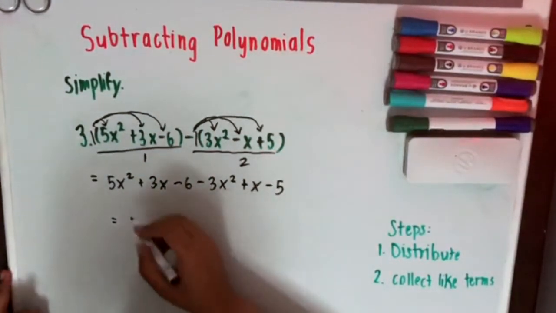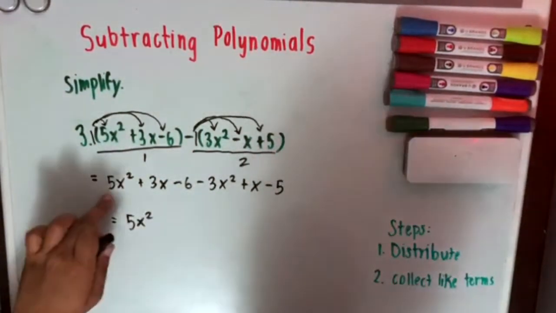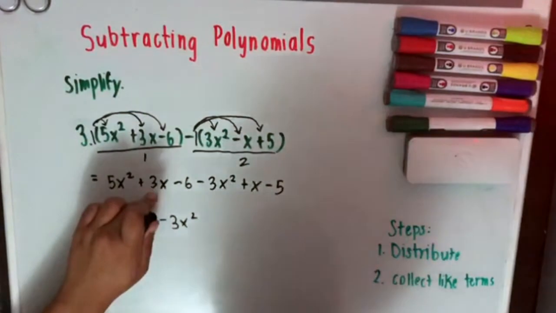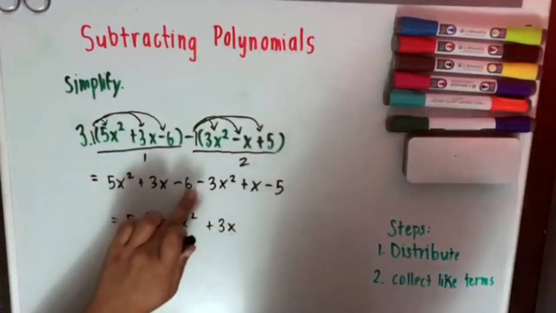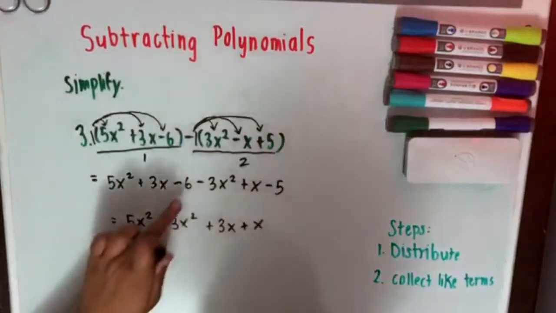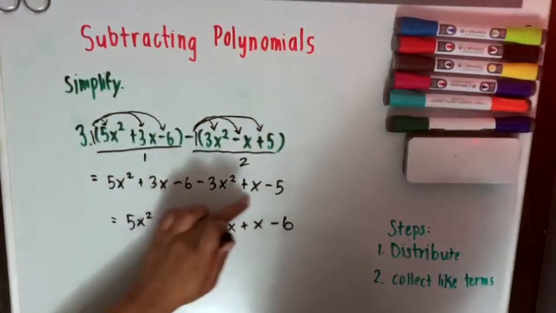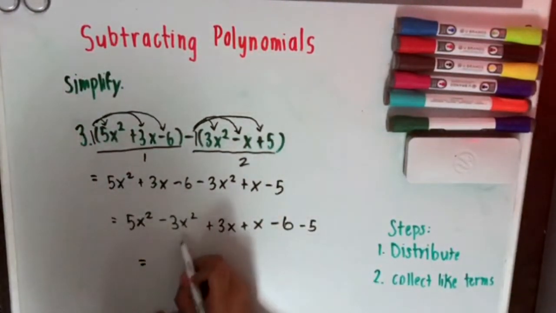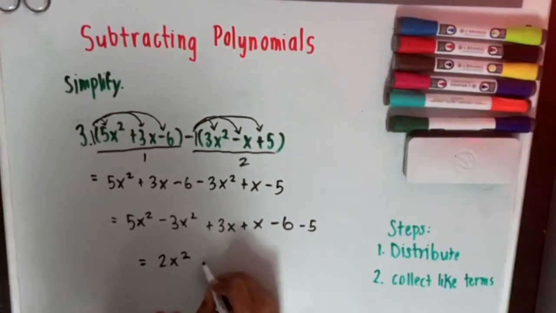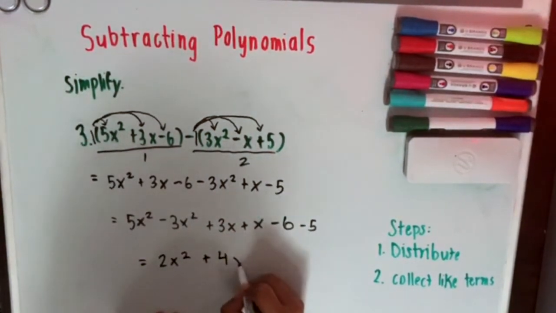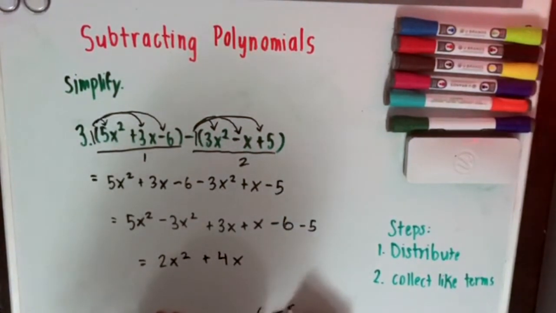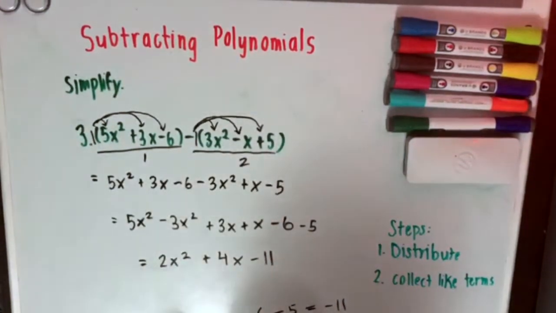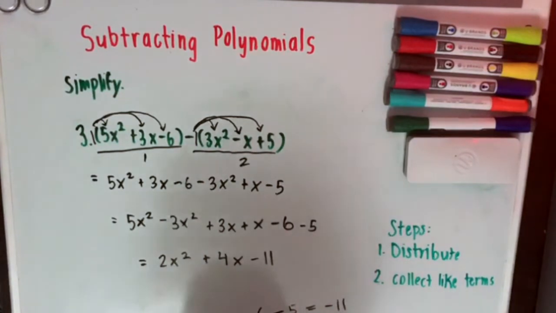Second step, let's collect our like terms. So 5x squared, we'll go there, over x squared, right there, negative 3x squared, 3x, other, right there, plus x, negative 6, and negative 5. And now last part, let's combine them. So 5 minus 3, 2x squared, 3x plus x is 4x, negative 6 minus 5 is negative 11. Our answer is 2x squared plus 4x minus 11.